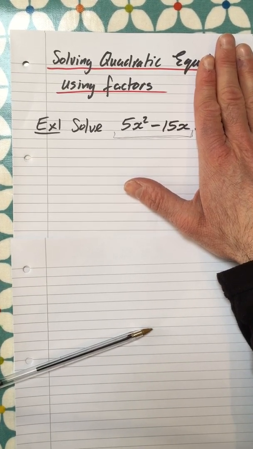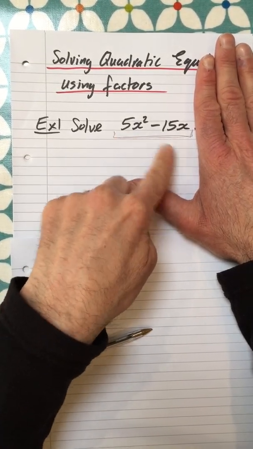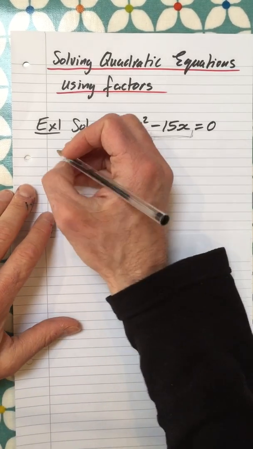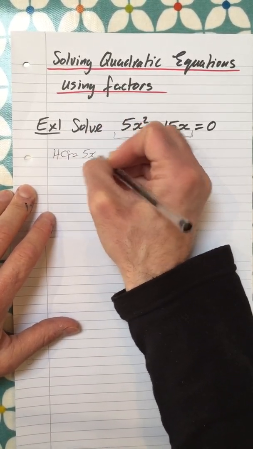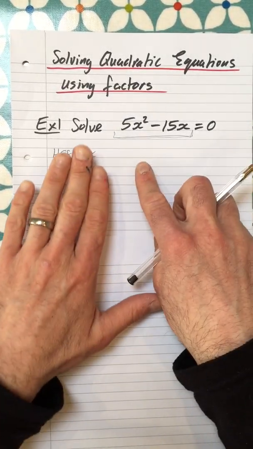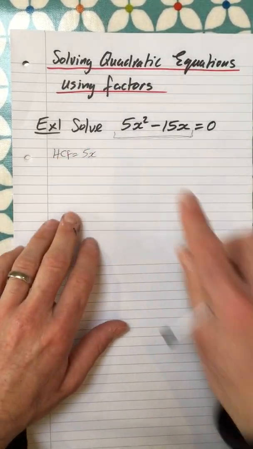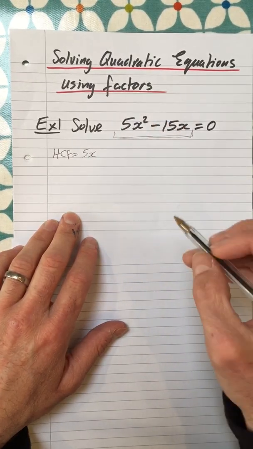Let's see if it has a highest common factor. Is there any number or any letter that these have in common? Well, the answer is yes, they do. So it's a HCF type. So we can write down our HCF is 5x. And what we do is we use our knowledge of factors. We're going to factorize this using the HCF.